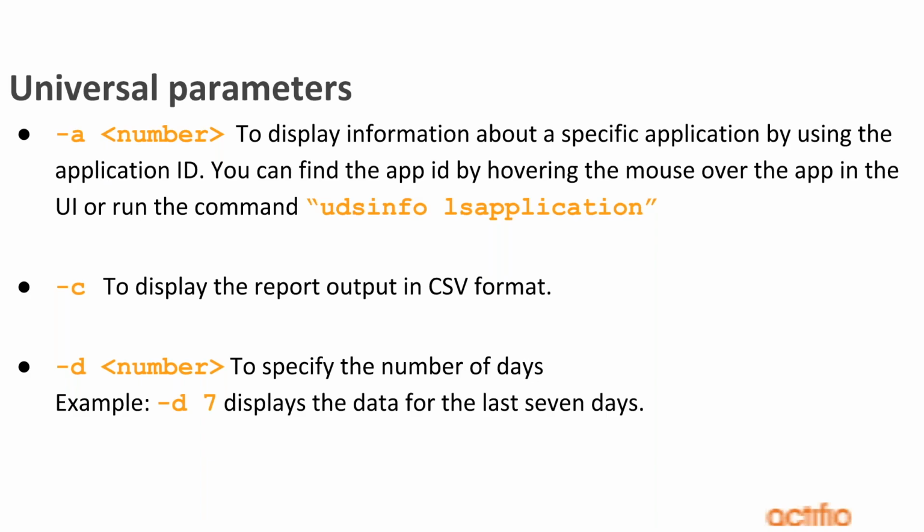This next one, I personally think is the most important. We'll get more into its use later, and that's just -C. That outputs the information in CSV format. This will become more important when we talk about how to get this information off the Actifio onto your local desktop.